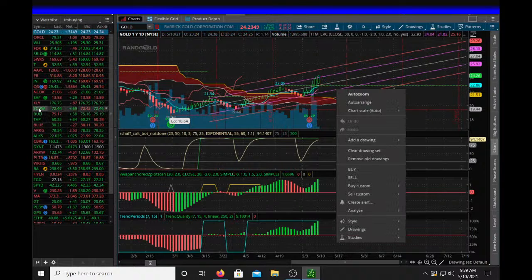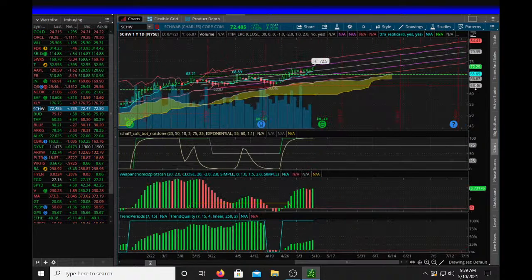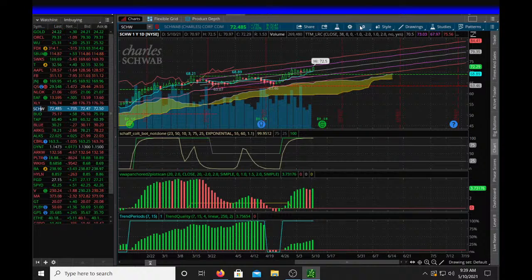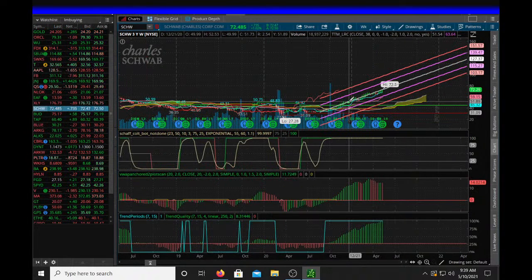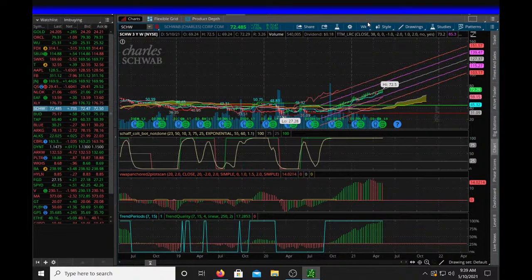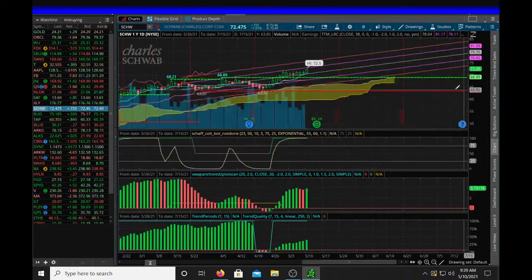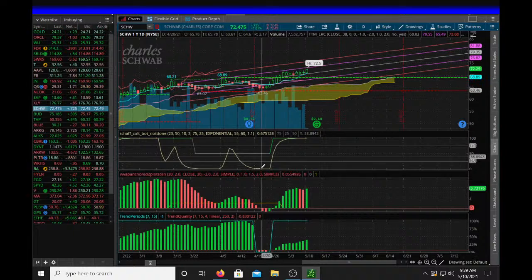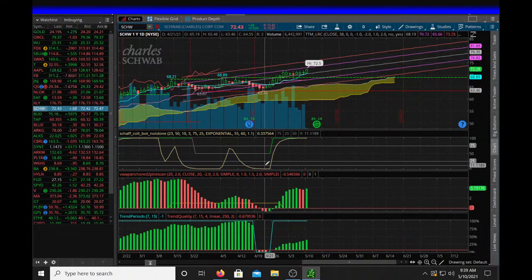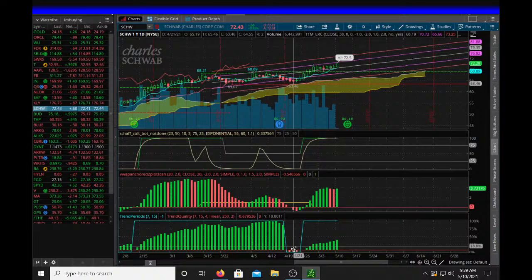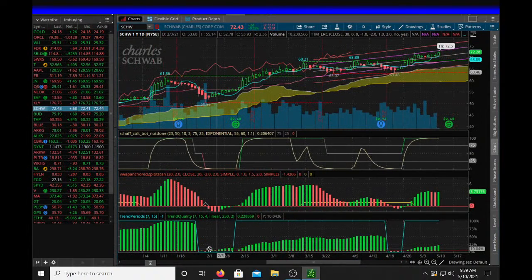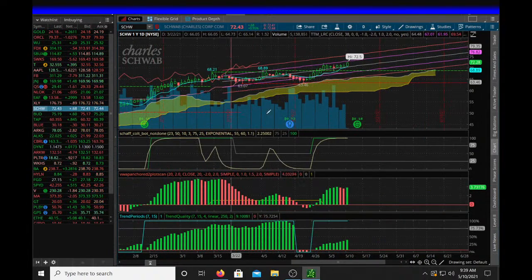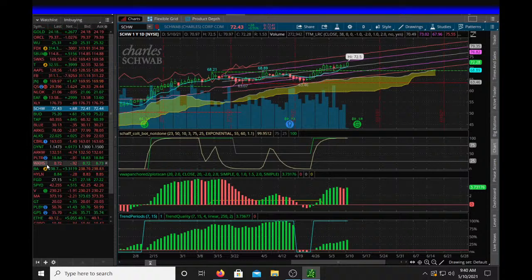Now Schwab W, okay. This is a bit overextended, but still bullish. It looks like people are still investing in it. The weekly, the daily is on a run. Need to wait for a pullback, though, to get your best price entry. So let's look for a dip here in Schwab before we take any positions. We don't want to buy into the height.